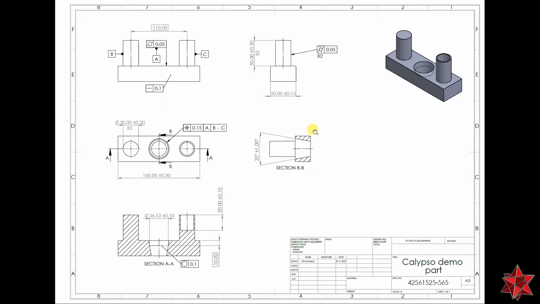So I've made this drawing for you guys in order to make the flatness, the straightness, the cylindricity and the circularity right here. All the things that we've talked about until now on my channel, but I want to show you exactly how I do it in Calypso.